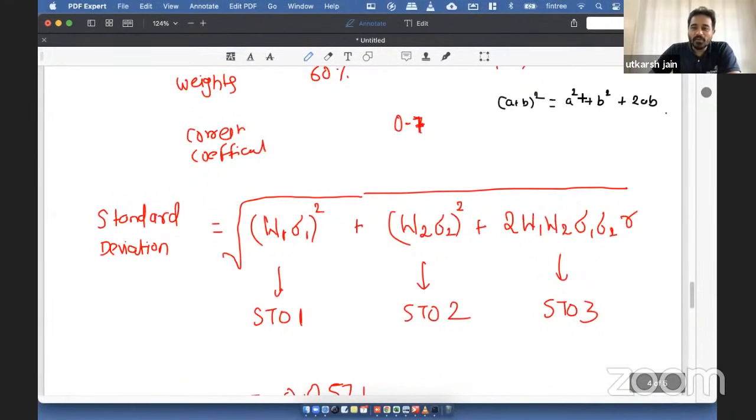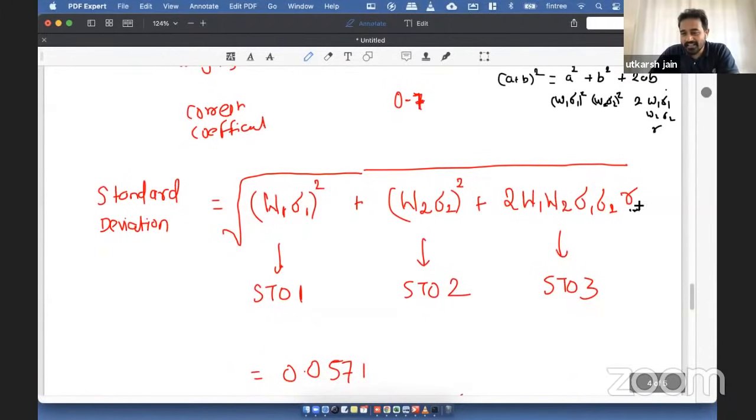But anyways, so a square b square 2ab. Now what's a square b square 2ab? Here a is your weight 1 sigma 1, right? So if you look at this term, this is weight 1 sigma 1 squared. If you look at this term, we have weight 2 sigma 2 squared, and this term is 2 weight 1 sigma 1 weight 2 sigma 2. There is one extra bonus element here, that's r. So there is an r attaching to that a square plus b square.